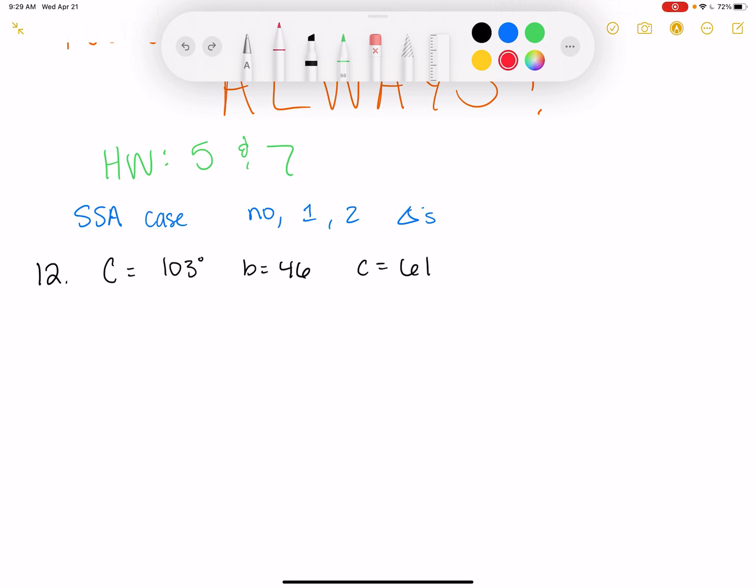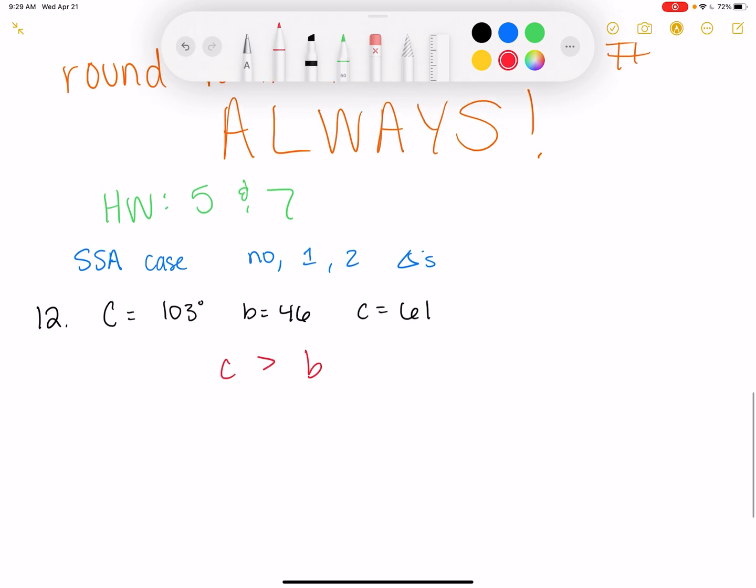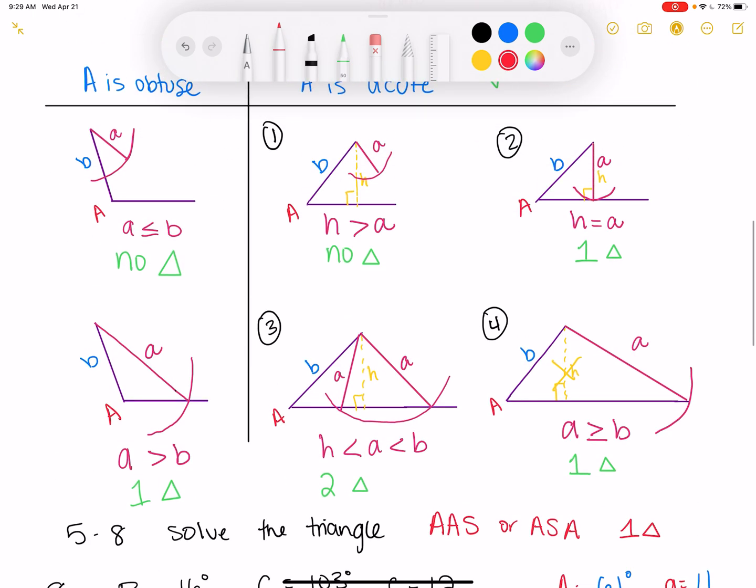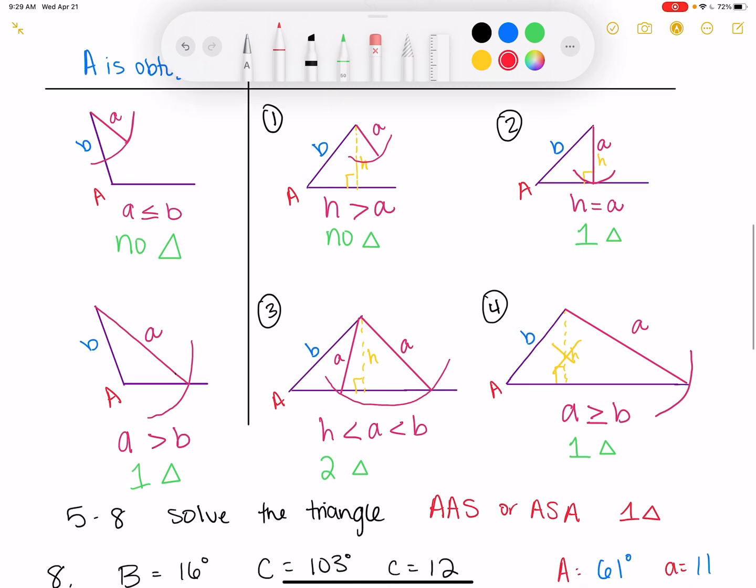It's going to be C and then B. So then I need to see what is true here. So is C greater than, less than, equal to B? Greater than. C is greater than B. So I'm going to come back up here. For this case where it's greater than, I'm going to have one triangle.